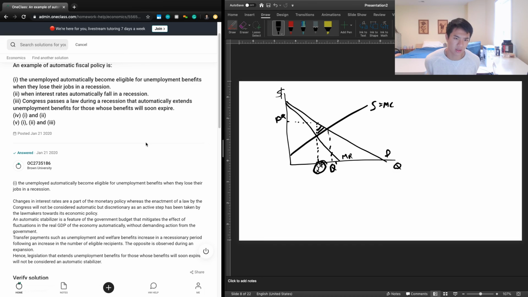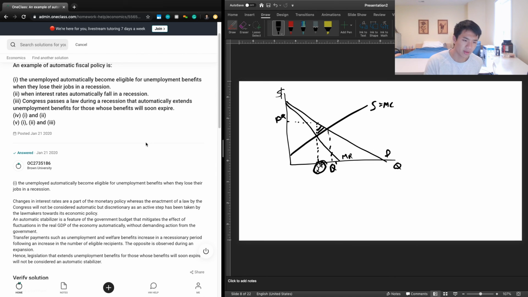And C says Congress passes a law that automatically extends unemployment benefits for those whose benefits will soon expire. And while this is fiscal policy, and it would probably counteract the effects of an economic downturn, it is not automatic because it required Congress to go through the process of passing a law, debating it in the House and Senate, passing it, getting it to the desk of the president. This is something that takes effort and time, and therefore it's more so discretionary fiscal policy. I'm not sure if that's the exact term. It's a term that describes things that take time and effort. But Congress having to go through that process means it would qualify as fiscal policy, but not as automatic fiscal policy. So we're left with just one being the right answer, and that's what we end up choosing.